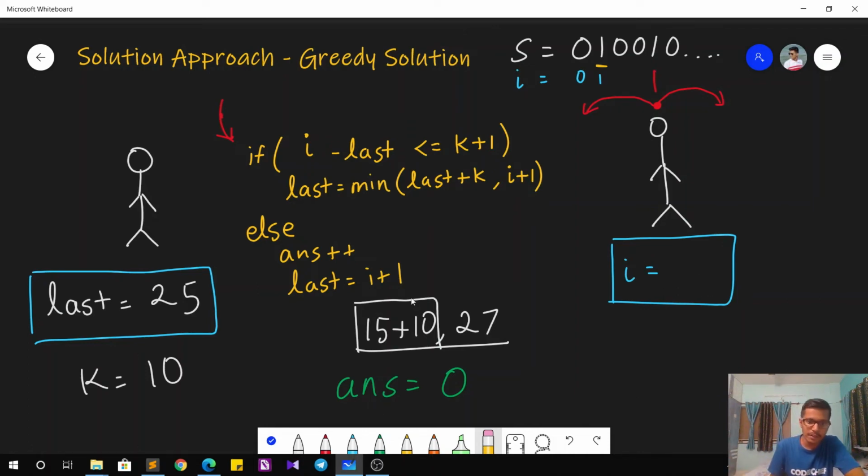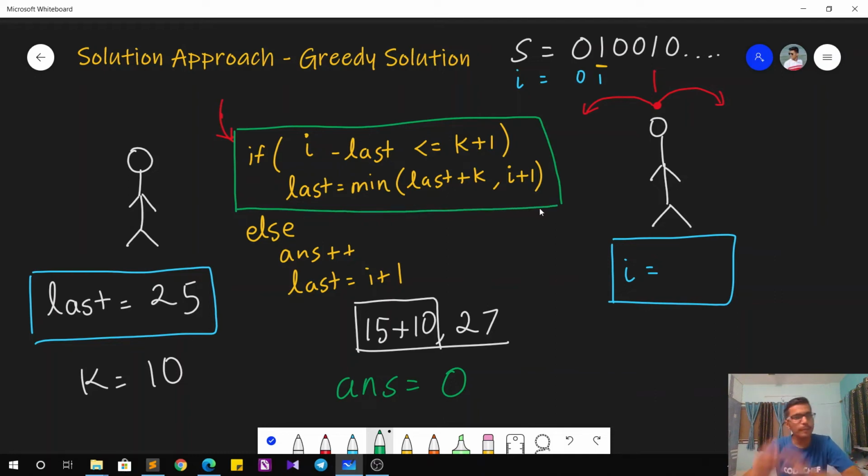So in this manner, you have understood the first part of the code, that is, if the difference is less than equal to k plus 1, we can put the two people in the same friend group. Or else, what is the other option? Let's say in the same example, if last is 25, k is 10, and the next person is standing at I equals to 40. So in this case, there is no way you can make them both friends. So what you have to do, you have to start a new friend group from this person.